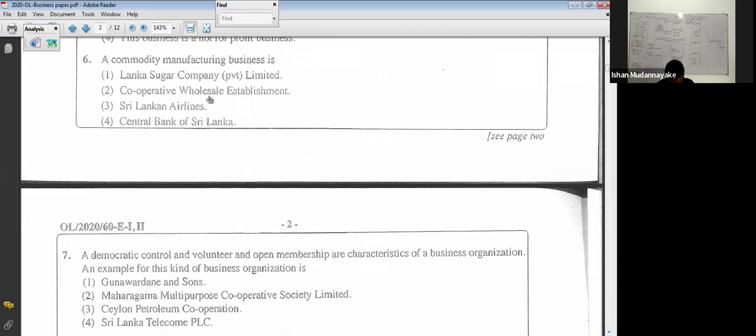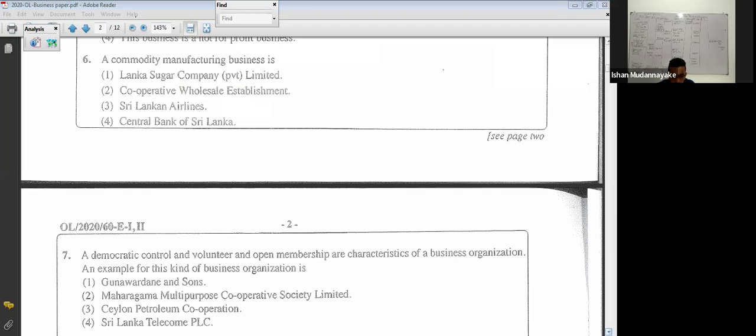Now question number 6. A commodity manufacturing business is. What is the answer? Yes, the first one. Correct. Commodity manufacturing business is Lanka Sugar Private Limited. The first one is the answer.